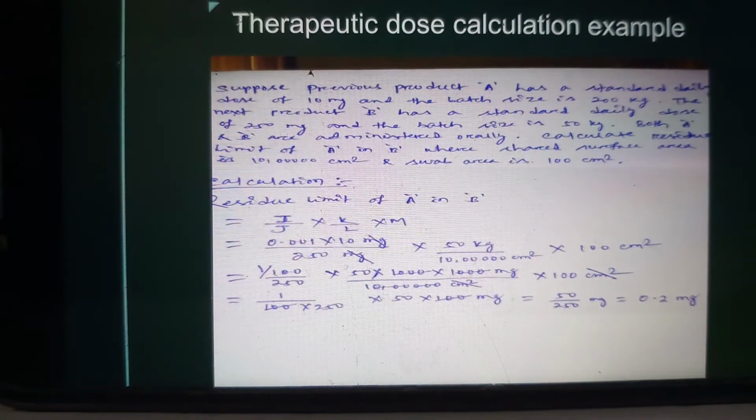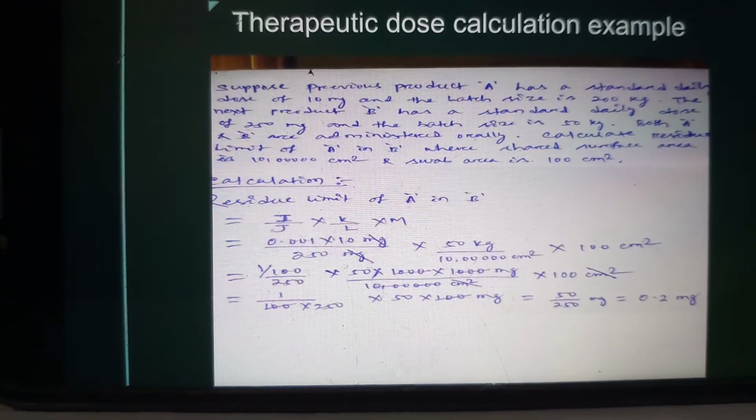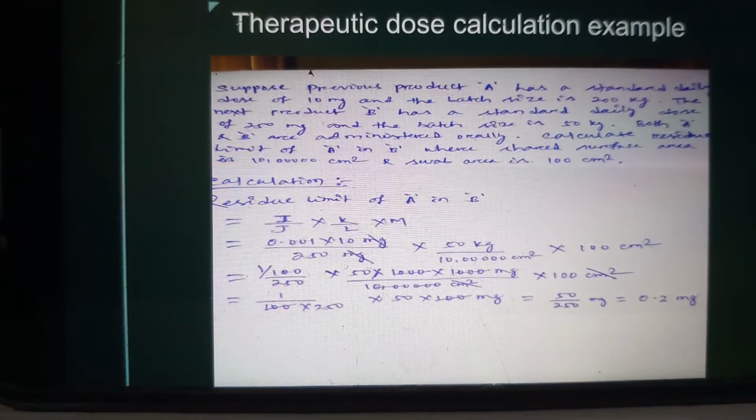Suppose previous product A has a standard daily dose of 10 mg and a base size of 200 kg, and the next product B has a standard daily dose of 250 mg and a base size of 50 kg. Both A and B are administered orally, and calculate the residue limit of A and B, where the shared surface area of equipment is 10 lakh centimeter square and the swab area is 100 centimeter square.